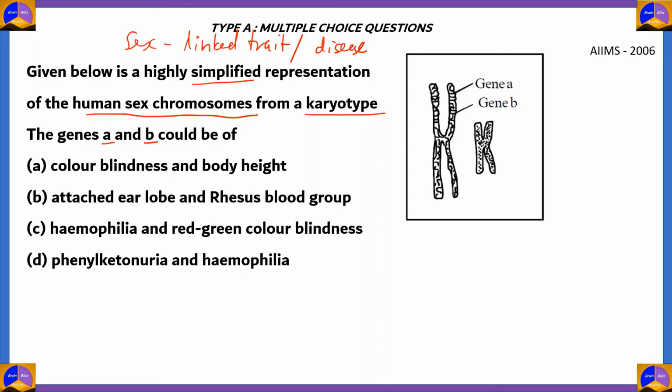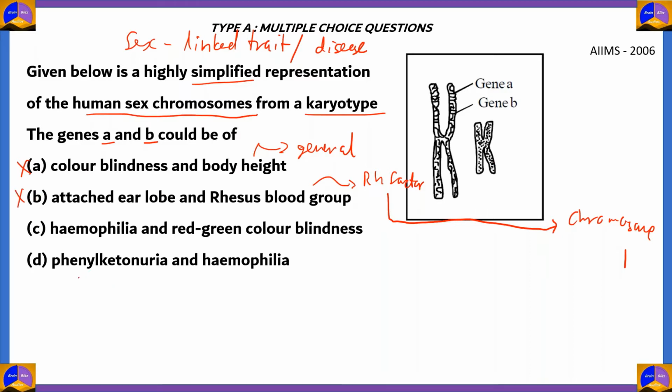Option A, colorblindness and body height. Body height is a general trait. It affects both males and females. So option A is incorrect. Option B, attached earlobe and rhesus blood group. Rhesus blood group is due to the Rh factor, and that factor is present in chromosome number 1. And the sex chromosomes are chromosome number 23. So option B is incorrect.